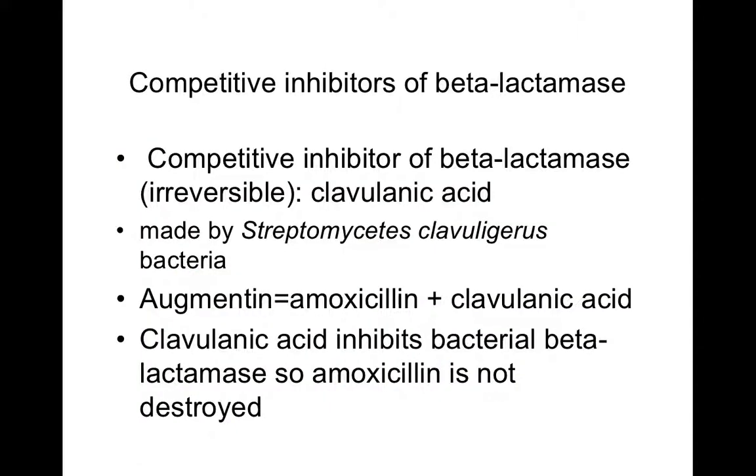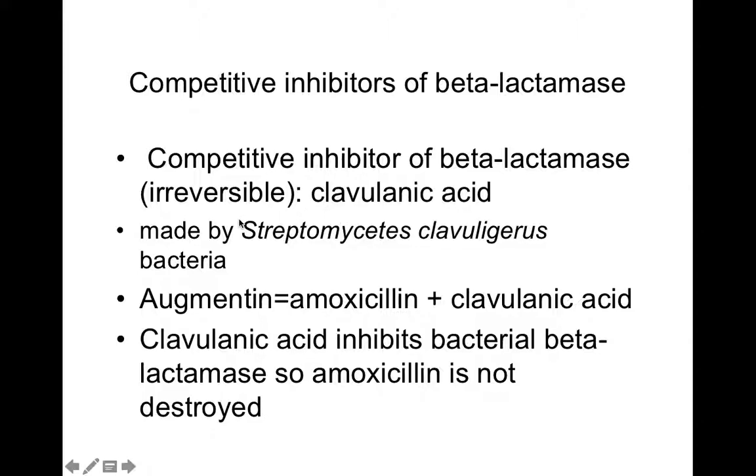Now, a second approach humans used, and this was really cool, was the thought was, could humans discover an irreversible competitive inhibitor of the beta-lactamases? So the inhibitor would bind the active site of the beta-lactamase and bind permanently and thus permanently turn off the bacterial beta-lactamase. And again, you guys, these stories are so cool. So the humans were successful.